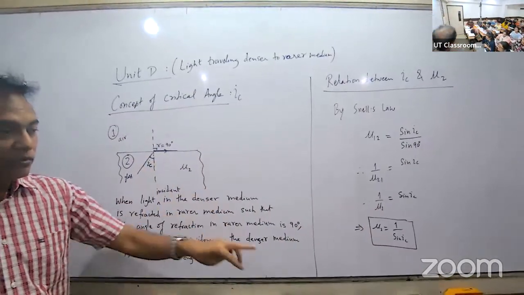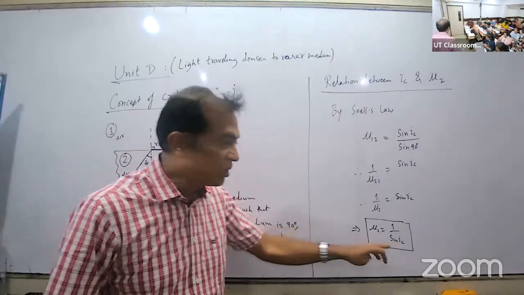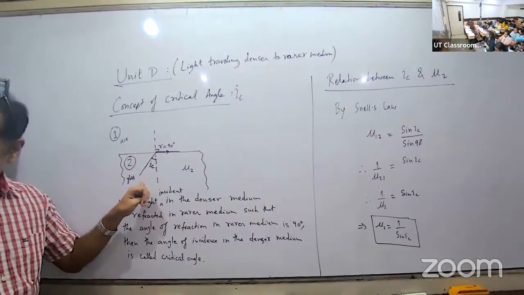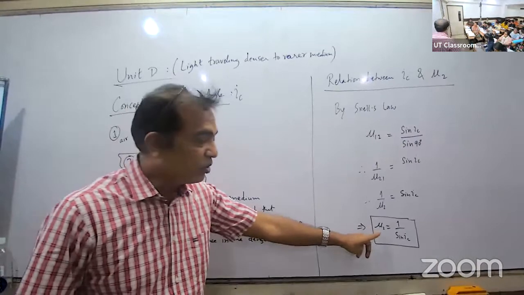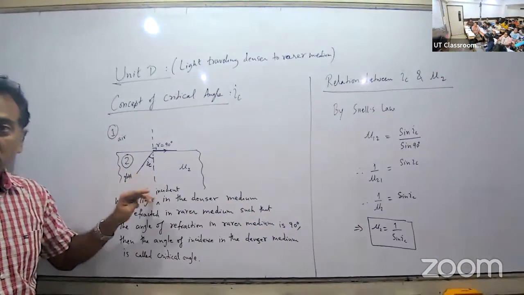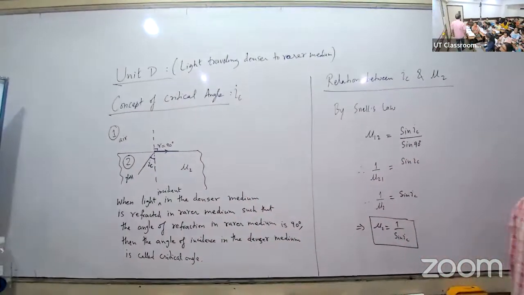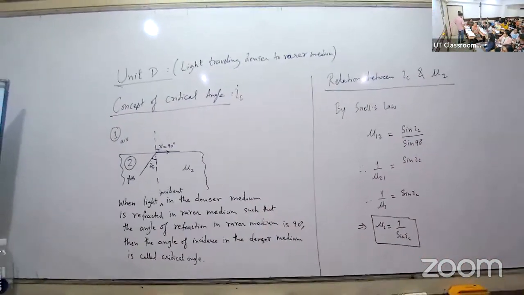Both, where are they? These are both the property of denser medium. Where is IC and where is mu2? Denser medium. Clear? नहीं समझा? नहीं समझा? क्या नहीं समझा?